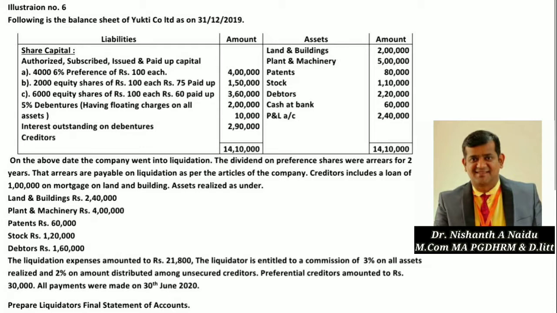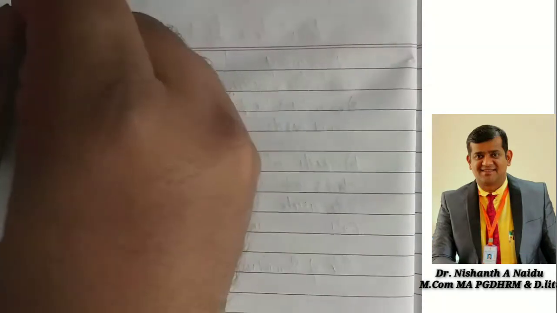This problem has a few more items, but the calculation is the same. There are not many complications in this problem. You can understand it very well if you have practiced those 5 basic problems well, and then you can understand this problem very easily. So we'll start with the solution part of this problem. I am starting the solution.